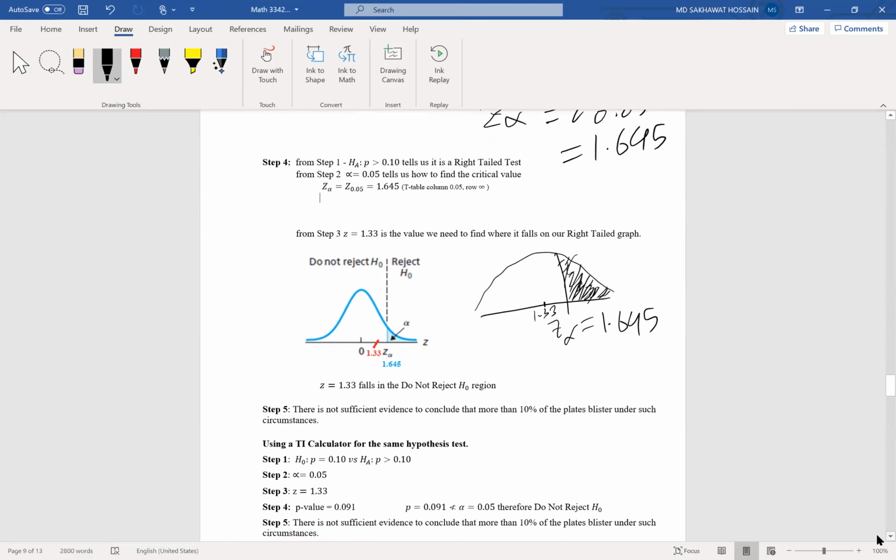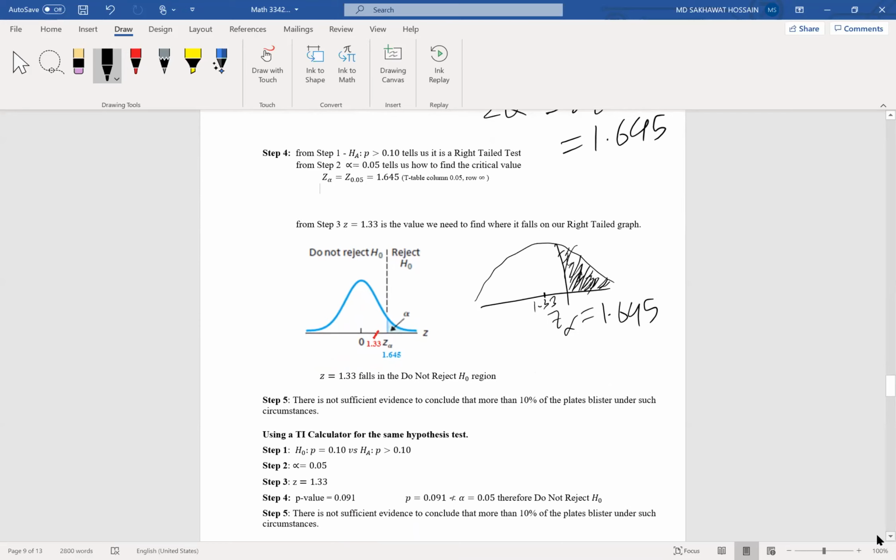How did you get 1.645? This is the critical value. Based on your alpha, you will find this from the Z table, or you can also use a calculator. For the standard normal distribution, the area in this tail is 0.05. Now find the value of Z. That is your critical value, which is 1.645.